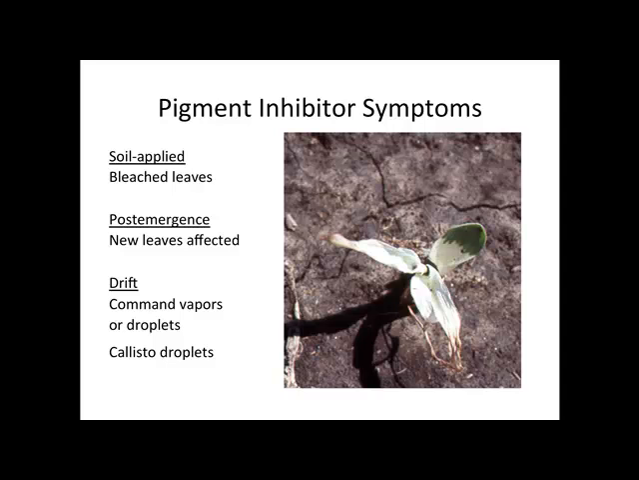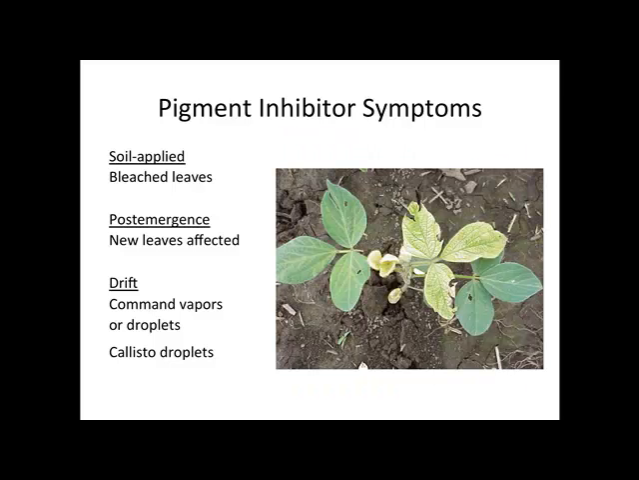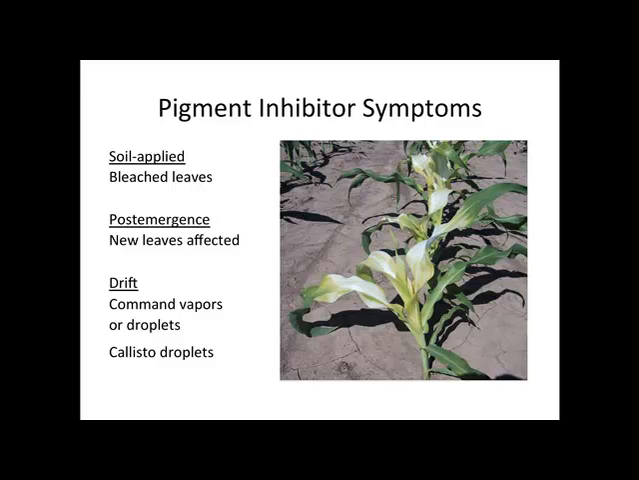So there's your soil applied, your pre, with your bleached leaves on your new leaves on a seedling. New leaves affected, so you can see the older leaves, the ones close to the ground, are healthy. Your newer leaves are starting to get chlorotic and bleach out.